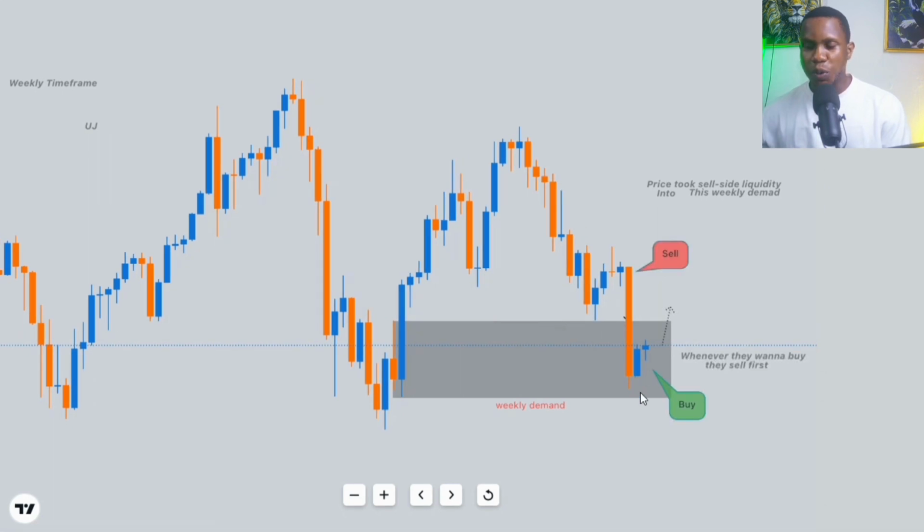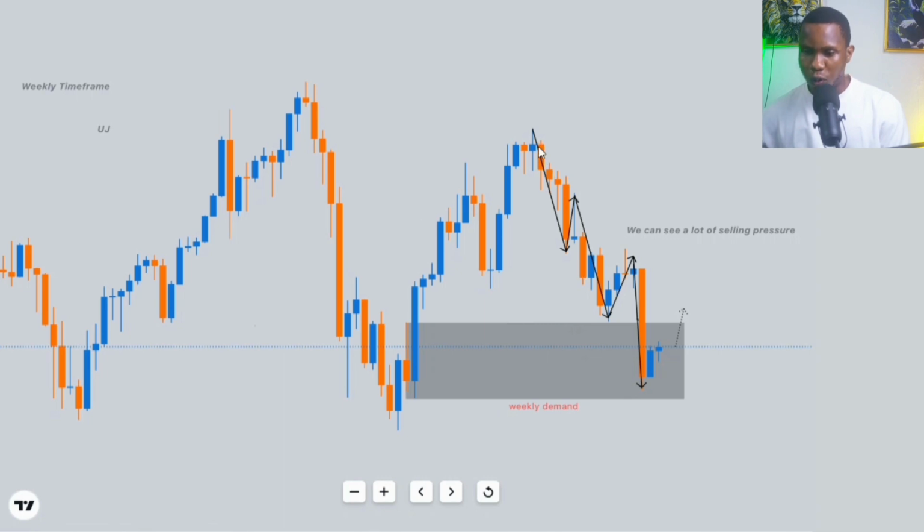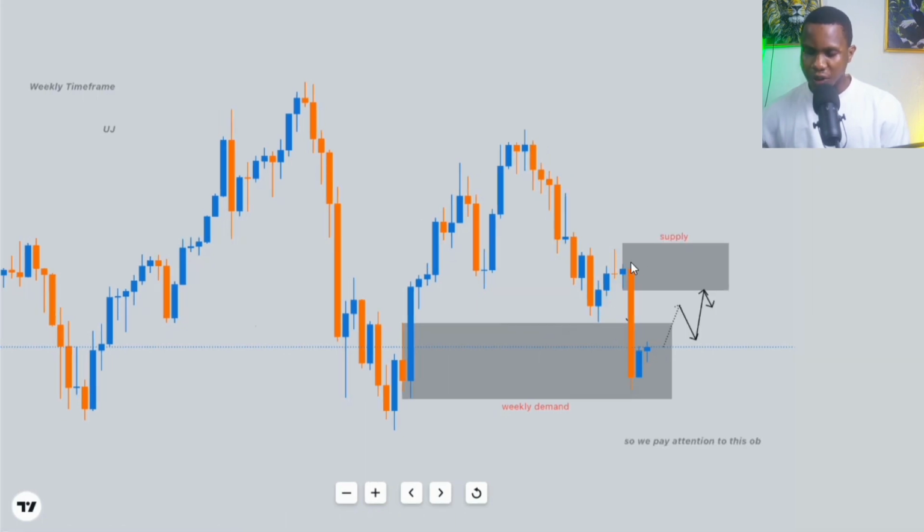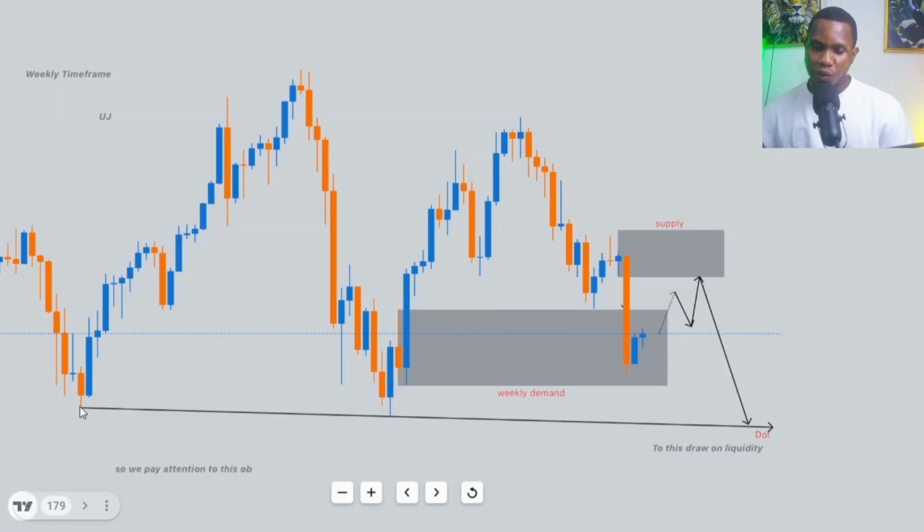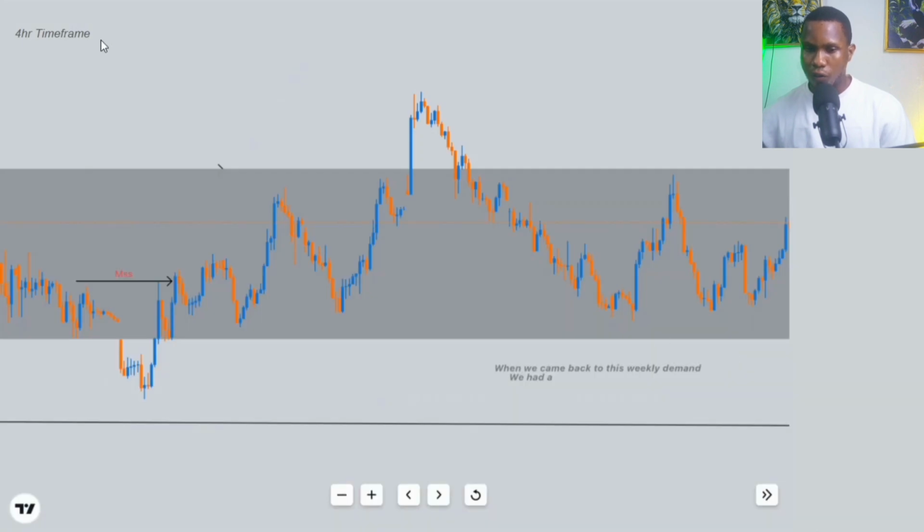When the smart money want to buy, they sell the market first, and we can see a loss of selling pressure right here. If you're wise, this is a supply zone to look out for in the market. Counter-trend, we see this draw on liquidity right here that we could target with price action. Clarifying this, we'll move towards the 4-hour time frame.